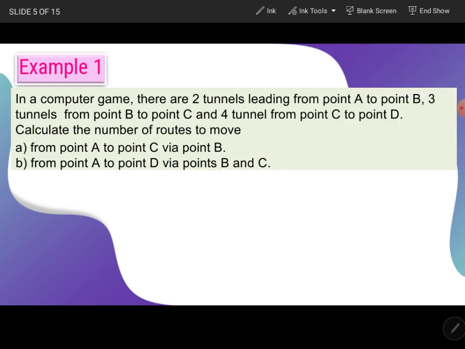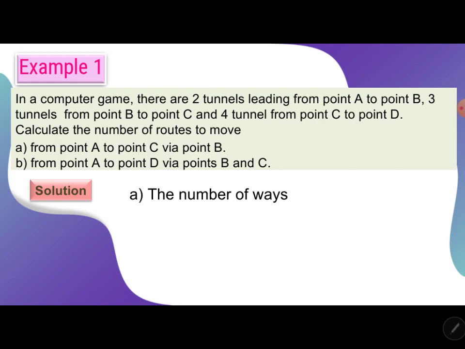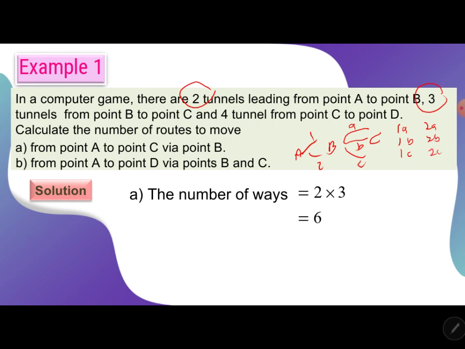For question A, the number of ways should be 2 tunnels multiplied by 3 tunnels, 3 choices. So that is 2 multiplied by 3. If I represent them, from A to B is 1 and 2, and from B to C it will be A, B, C. So the combinations will be 1A, 1B, 1C, and then 2A, 2B, 2C. That is why the number of ways should be 6.